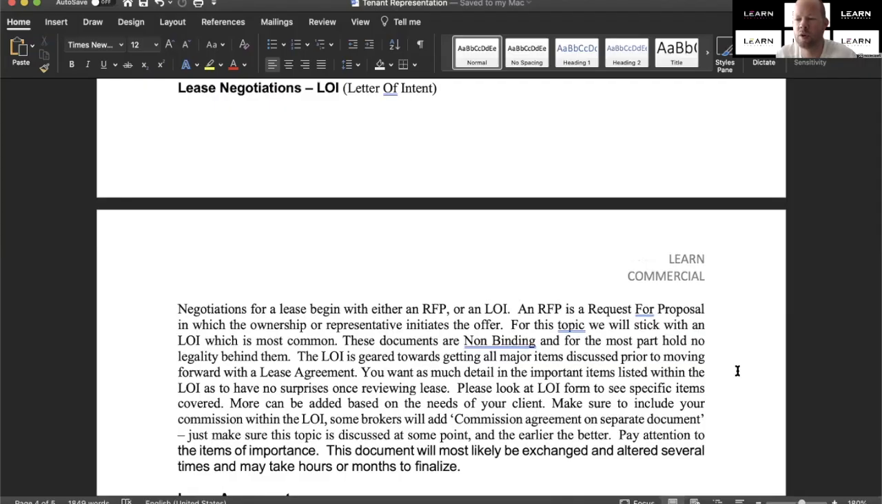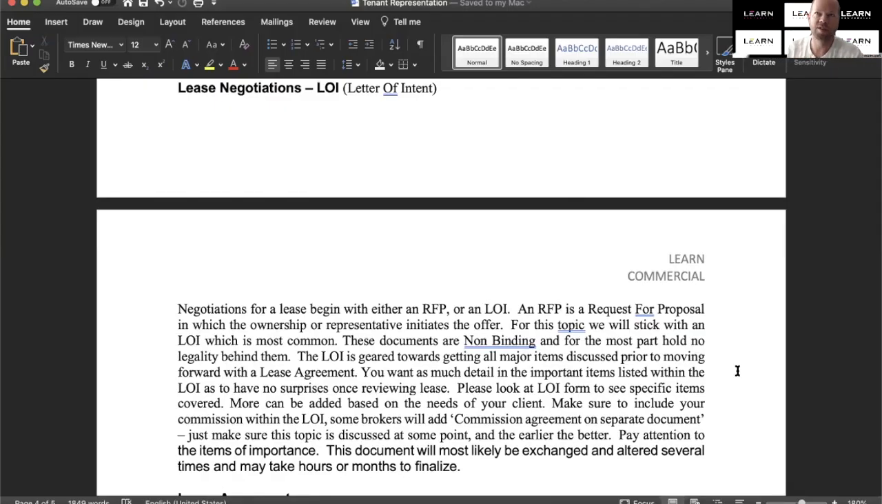An RFP is a request for a proposal in which the ownership or representative initiates the offer. For this topic, we will stick with an LOI, which is most common. At least for me, I've had one RFP in 15 years. These documents are non-binding and for the most part hold no legality behind them. Now I say that, but the intent of a letter of intent is if we can come together on terms in this letter of intent, we are going to move forward with the lease agreement. That is the intent of the letter of intent, right?